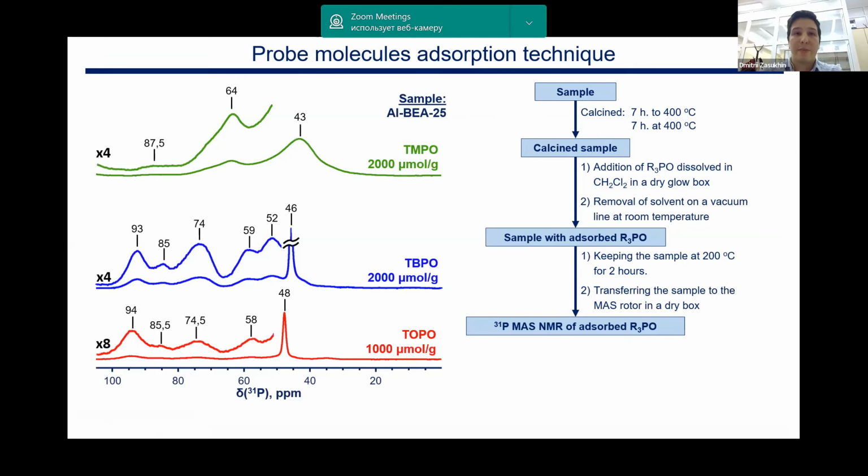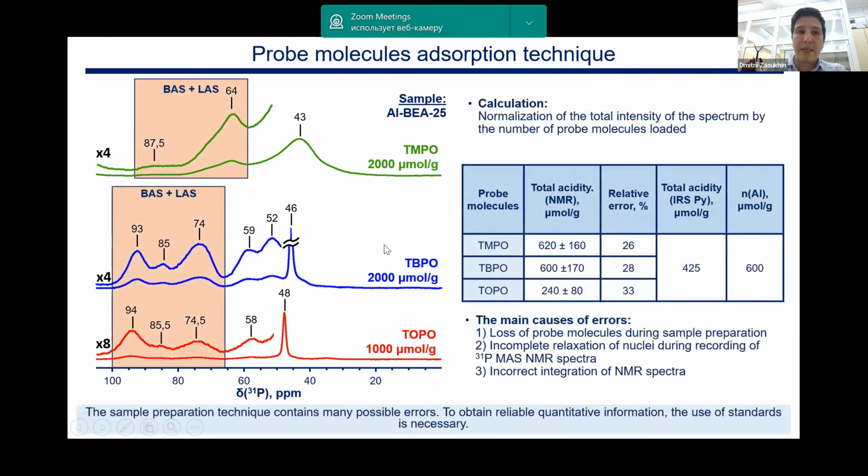Firstly, we performed some experiments with different probe molecules adsorbed on aluminum Beta 25 zeolite. The spectra you can see on the slide, and the amount of adsorbed substances is also indicated here. Based on the literature data, we identified the area of chemical shift in which the signal corresponds only to acid sites.